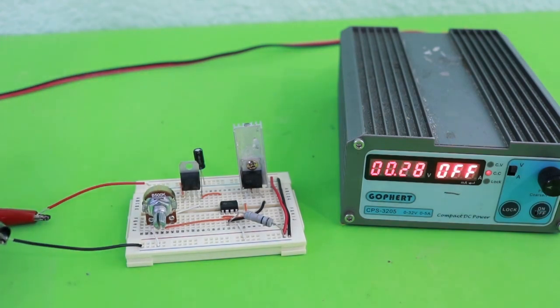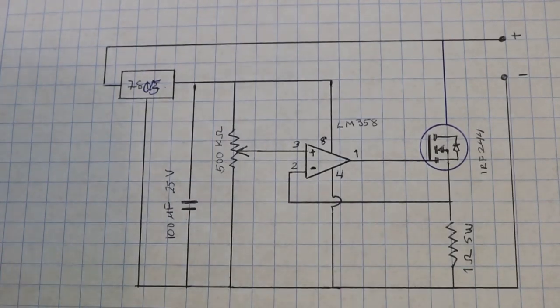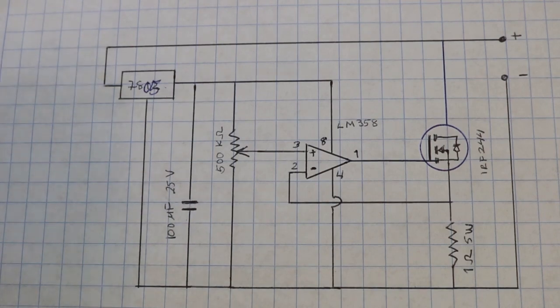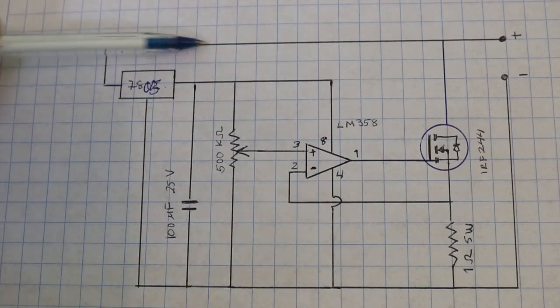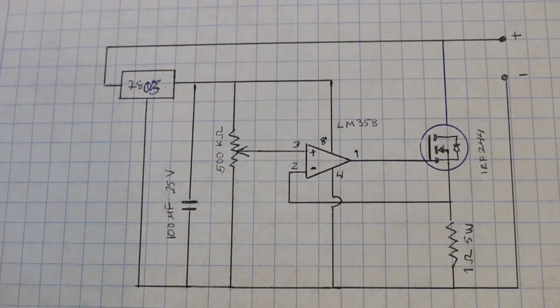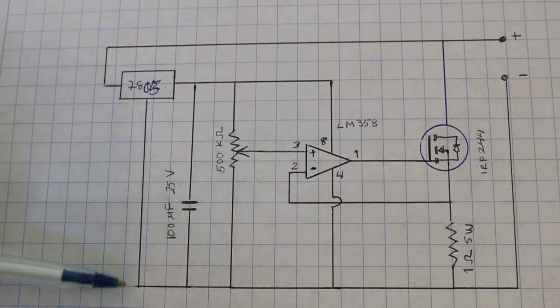For example, a battery. This is the input of the voltage regulator, so if you want to use less than 5 volts, you will eliminate this connection and you will put a battery, a 9 volt battery with the positive here and the negative here.